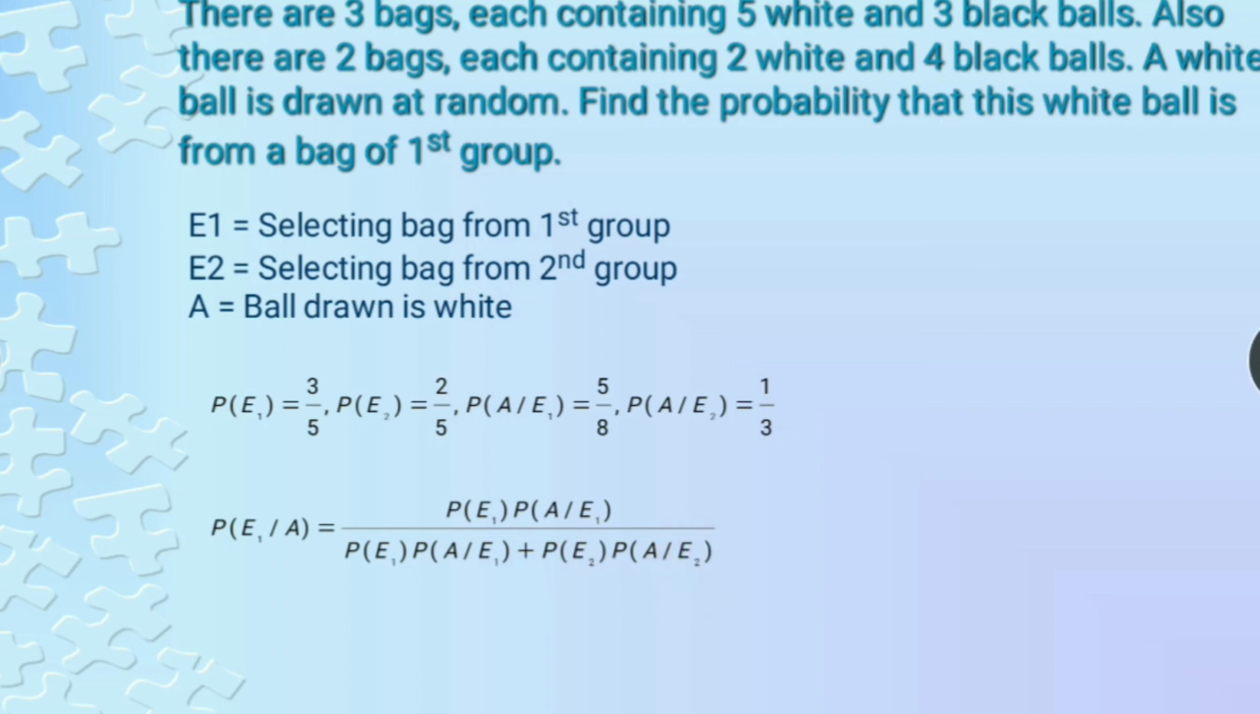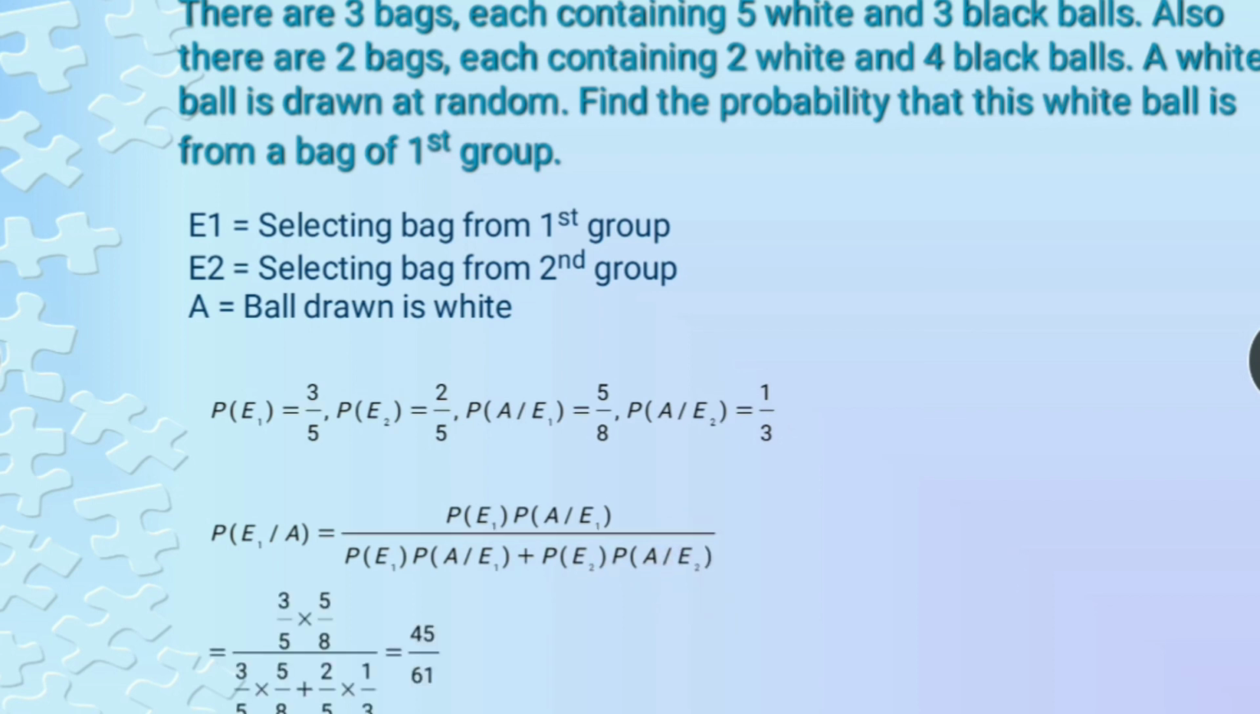So let's put all these values in this formula. Probability of E1 is 3 upon 5, probability of A given E1 is 5 upon 8, whole divided by probability of E1 3 upon 5 into probability of A given E1 5 upon 8 plus probability of E2 2 upon 5 into probability of A given E2 1 upon 3. So after solving it we'll get 45 upon 61 as our answer.